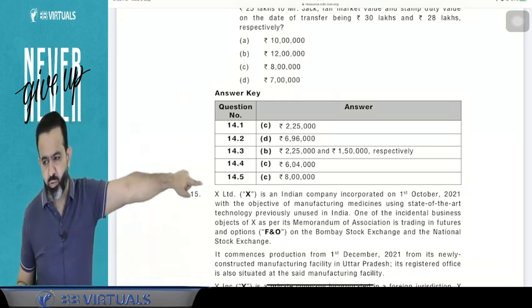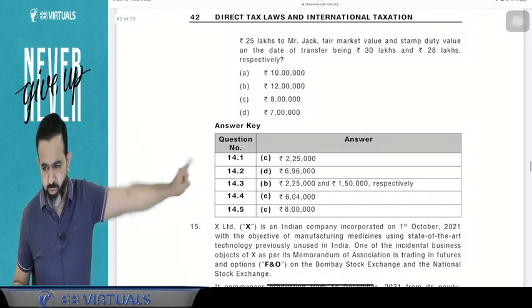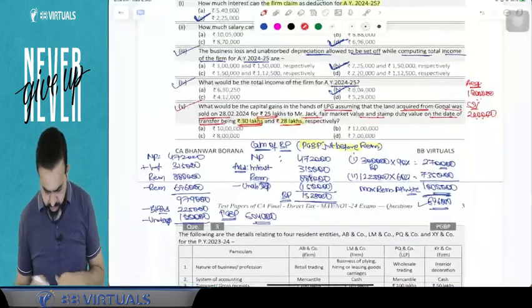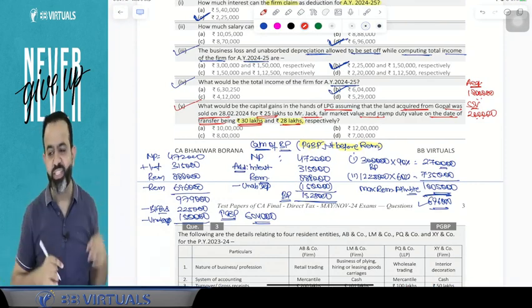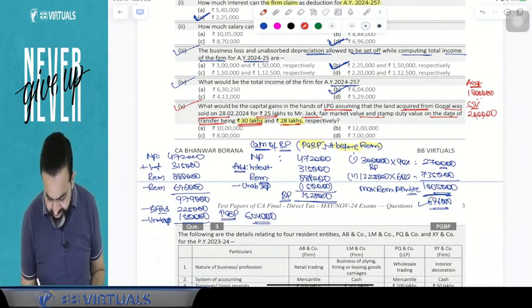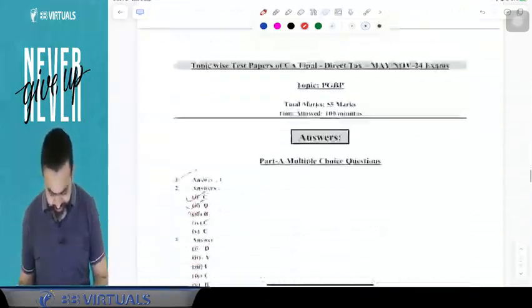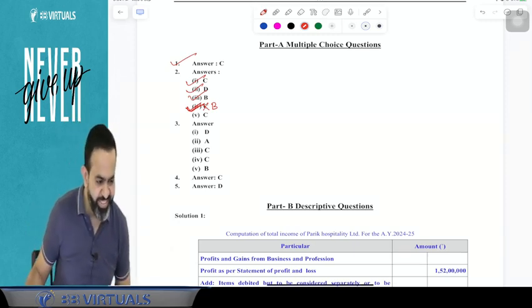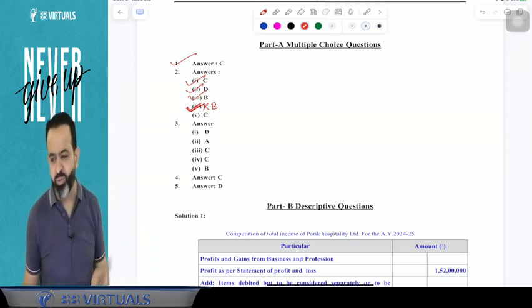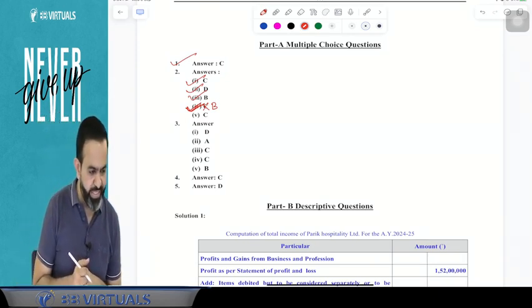6,04,000 is the correct answer. Just change it. I have shown you from ICAI also. So 6,04,000 is the correct answer. Actually, what happened is that the B and C options were interchanged. That's the reason. So here 6,04,000 is the correct answer. So just correct it to B. So for the fourth, B is the correct answer. There was some mistake while copying that question from the ICAI material. That was a mistake.